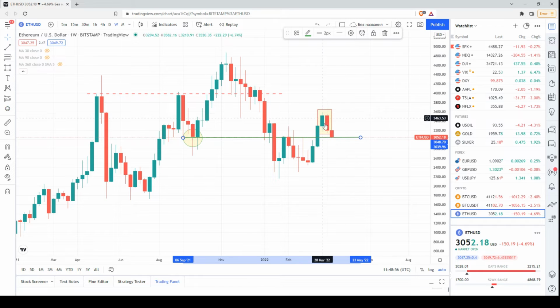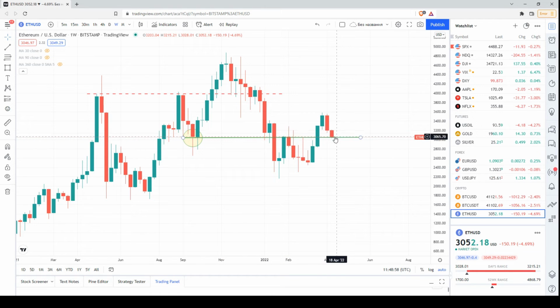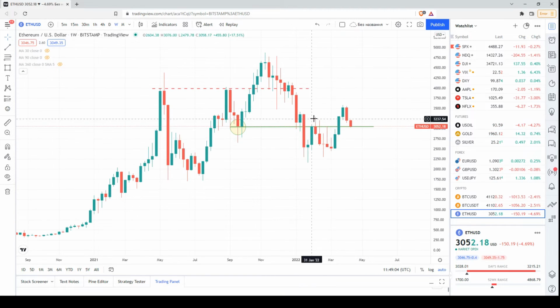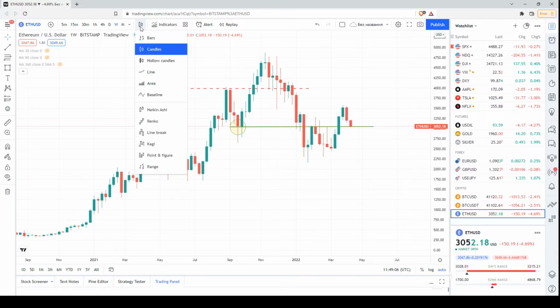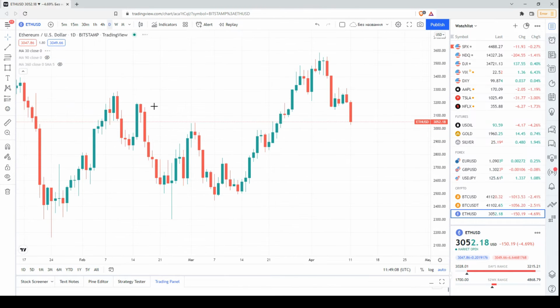But I want to say that the current candlestick is a bearish one. It may change. Today's Monday, till the end of the week we have enough time, so let's wait and see what happens. So this is according to the weekly chart. Now let's switch to the daily chart.